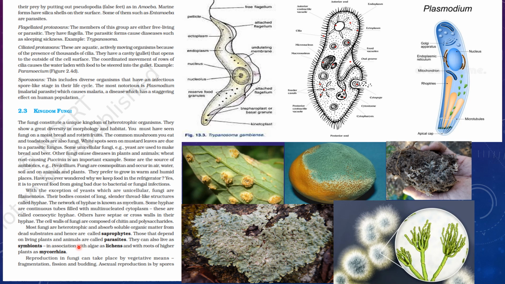Fungi have the specialty that they can use soluble organic matter from dead substrates. Hence, they are called saprophytes, because they absorb soluble organic matter from dead substances. They are called parasites because they can live on living plants and animals and depend on them. They can also form associations with algae, and thereby form lichens, or with the roots of higher plants, and thereby form mycorrhiza. So they can be saprophytes, parasites, lichens, or mycorrhiza.